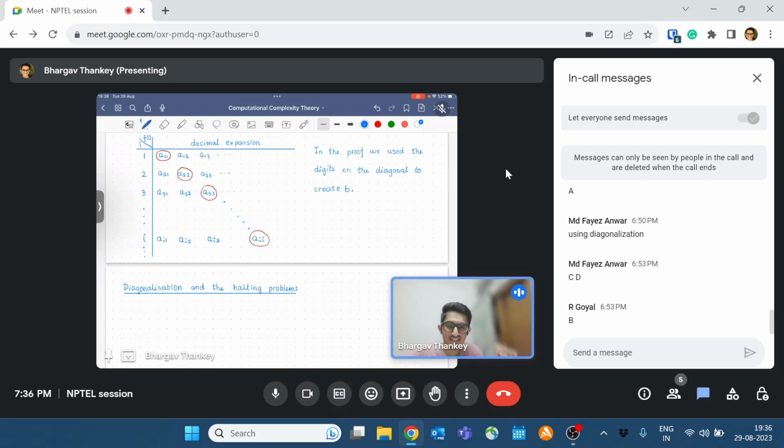Okay, so there is a slight technicality which I did not go into in this proof, and it was the following. To make B_i different from a_ii, you couldn't just say that B_i is consistently a_ii plus one mod 10. That won't work.